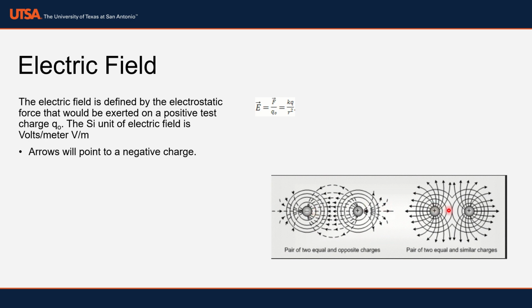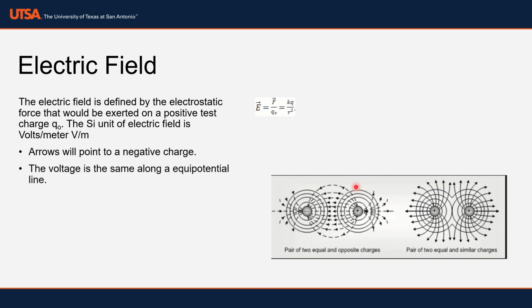They will never point towards a positive charge. Here you have a positive charge here and a positive charge here, and you can see that the arrows are pointing away from a positive charge and they're deflecting. They do not like to point towards positive charges. So your field arrows are always going to point towards a negative charge and away from a positive charge.